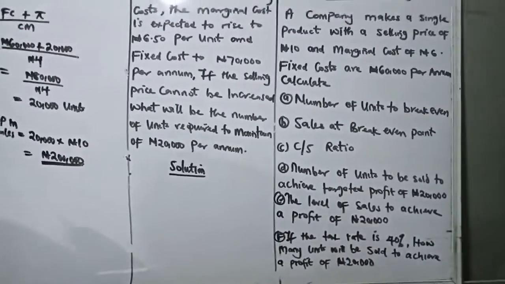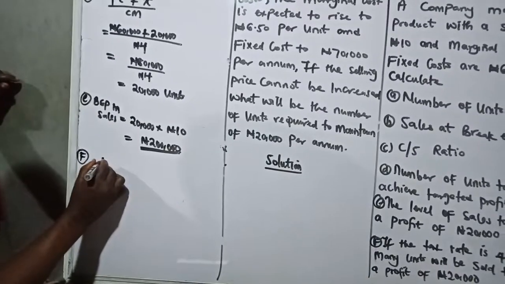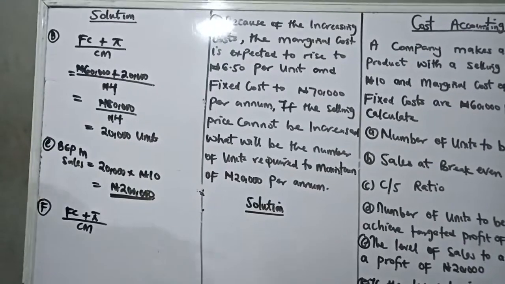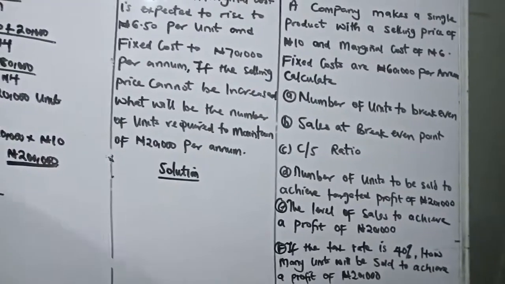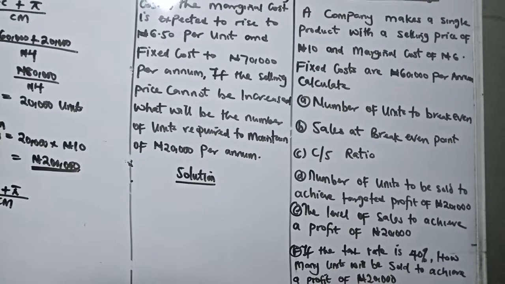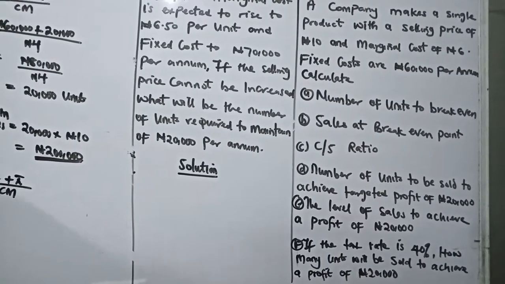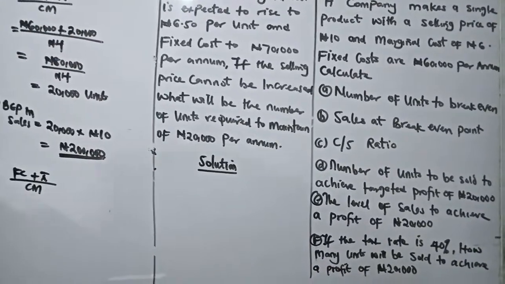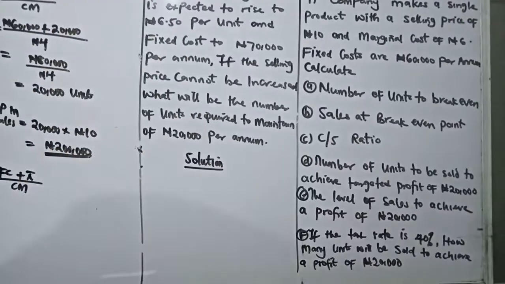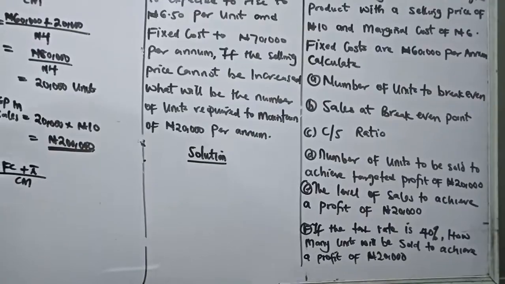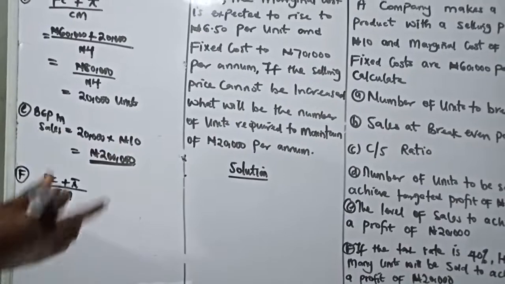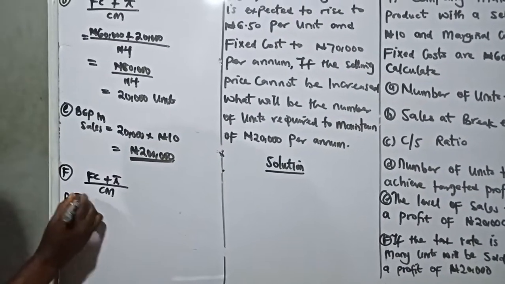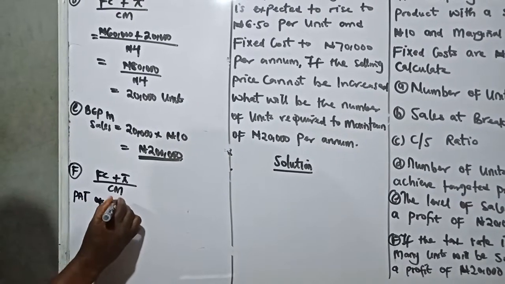For F, you go back to our formula, fixed cost plus profit all over CM. For the F part, if the tax rate is 40%, how many units will be sold to achieve a profit of 20,000 naira? Look at it, the same question, 20,000 naira. The only difference is that they added a tax rate of 40%. So what do you need to do? Since there's a tax rate, we have to convert it to a profit before tax. So we have a profit after tax of 20,000.